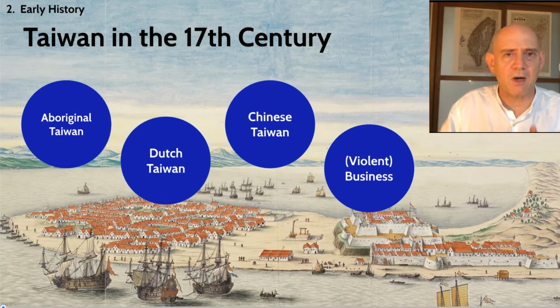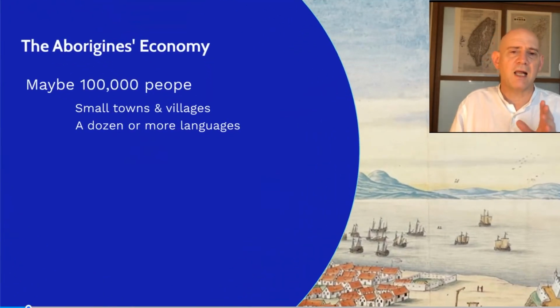Okay, in this unit, Taiwan in the 17th century, I want to start out with the Aborigine economy and also say a little bit about kind of prehistoric times. But when the Dutch got here in the early 1600s, they estimated that Taiwan probably held about 100,000 people. That's very little compared to what we see here today.